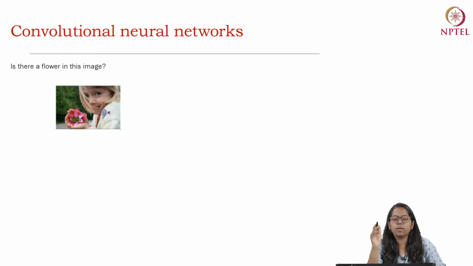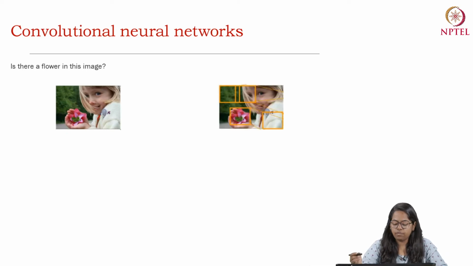Moving forward, let us see an example similar to whether there is a dog in the image. Suppose we humans want to identify whether there is a flower in this image or not. In order to do that, we look at different segments of this image, and we try to identify whether there is a flower in each of these segments. And if there is a flower in any one of the segments, then we say that yes, there is actually a flower present in this image.